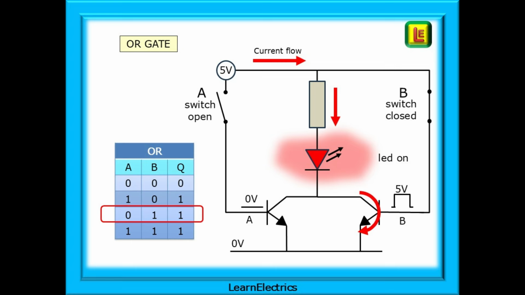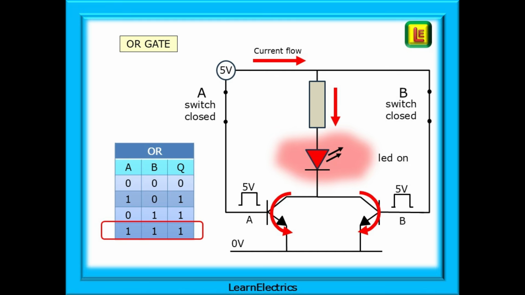Now we open switch A and close switch B, and 5 volts appears on the base of transistor B. Transistor B turns on and current flows from the 5 volts through the resistor, through the LED and through transistor B, and the LED turns on. This is row 3 of the truth table. A equals 0, B equals 1, Q equals 1.